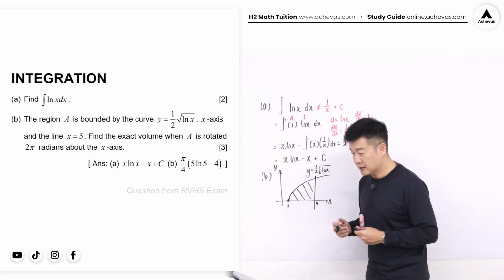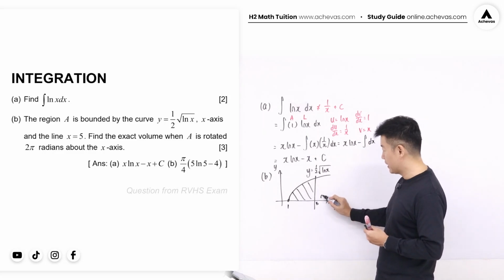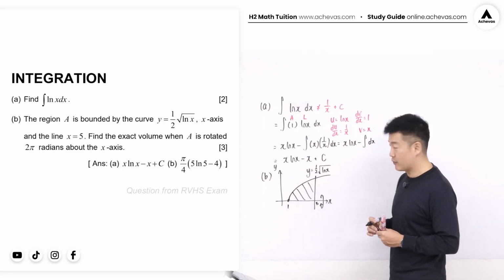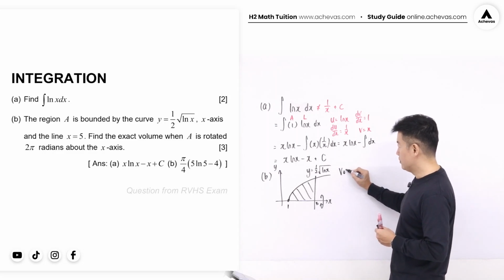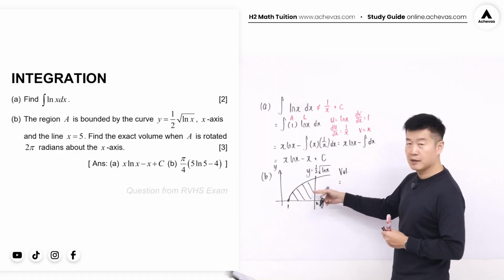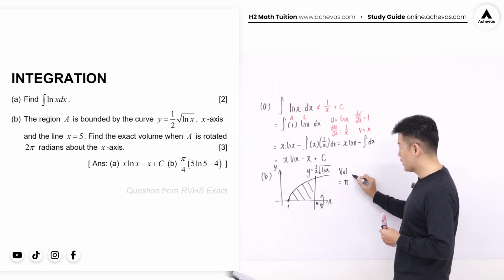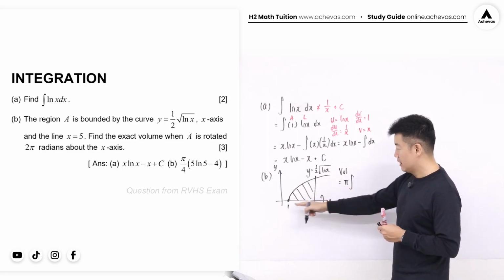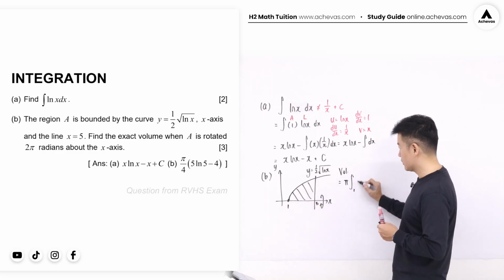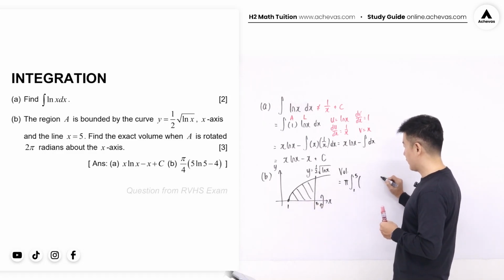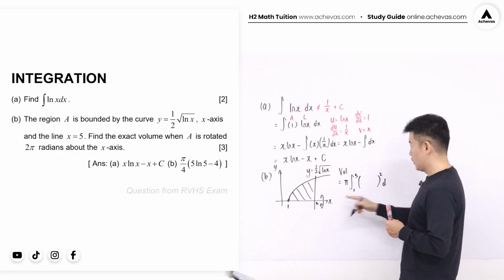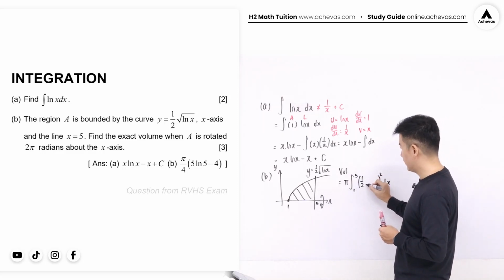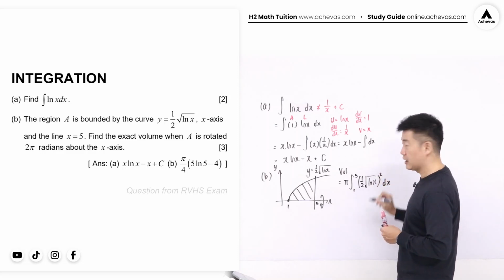And this region is going to be rotated by 2 pi about the x-axis, and we're supposed to find the volume of the solid of revolution. So the volume of the solid of revolution, making use of this diagram, and for what we know about how we can use integration to find volume, it is going to be pi integrating from 1 to 5, the function squared, with respect to x, so dx, and the function is going to be half square root of ln x.